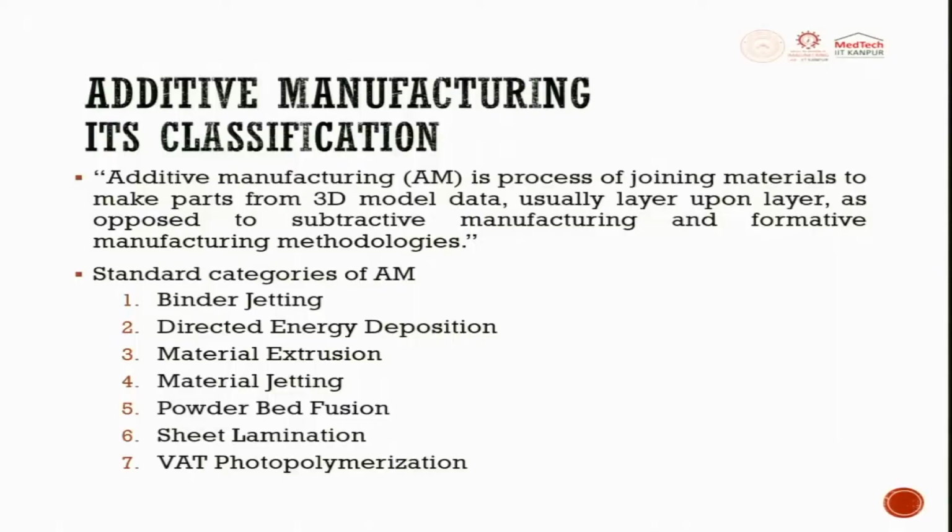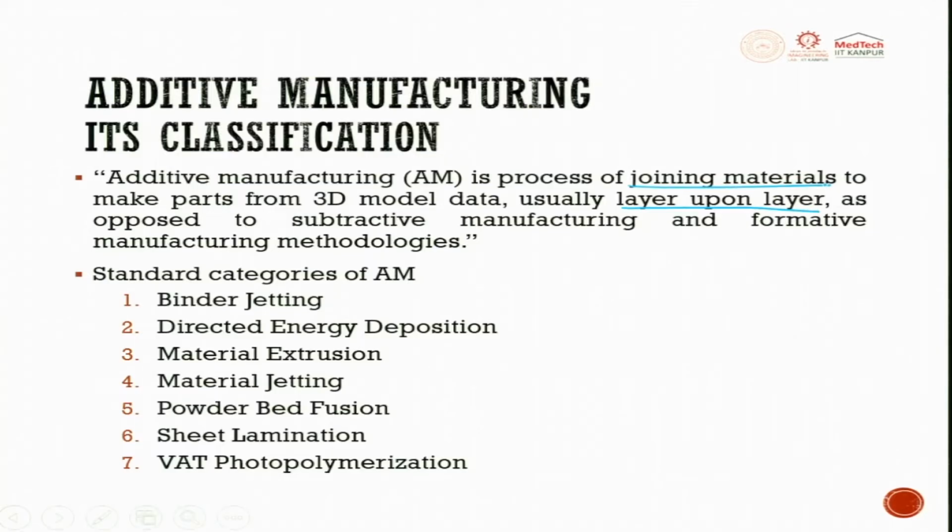When we talk about the classification, first we will look at a definition for additive manufacturing. Additive manufacturing is a process of joining material. I am saying material, so it can be polymer, metal, ceramic, an alloy, or a composite. Joining of material to make parts from 3D model data, usually layer upon layer, as opposed to subtractive manufacturing and formative manufacturing methods. So, layer by layer joining of material.